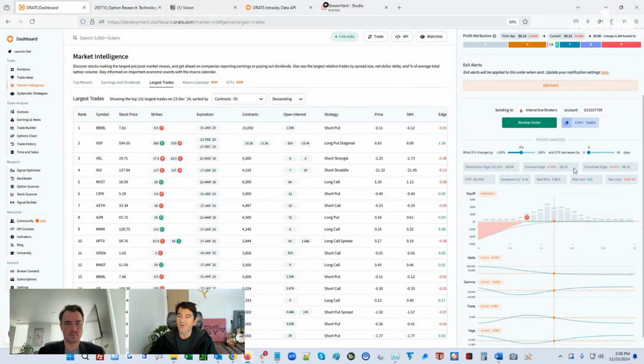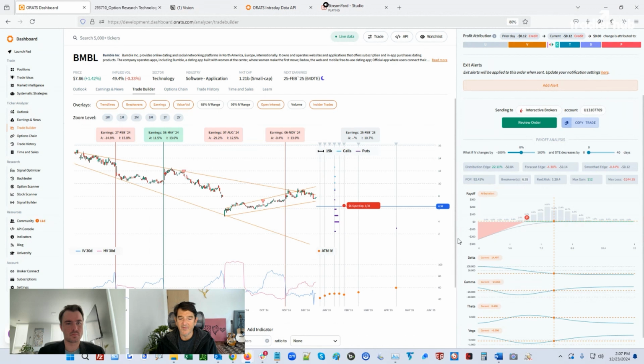However, we make a forecast of Bumble based on historical volatility, et cetera, and that has an edge against us. So let's just look at the trade builder on this to explain that a little bit further. One of the big things that we look at in our forecast is the historical volatility. That's in magenta here. Historical volatility in Bumble has been somewhat high recently, and so that probably factors into the forecast amount being slightly higher than the implied amount right now.